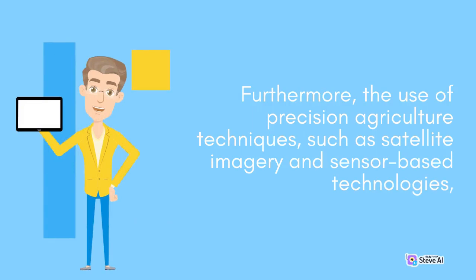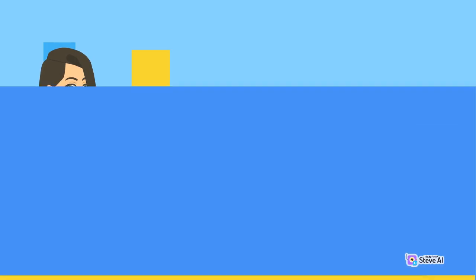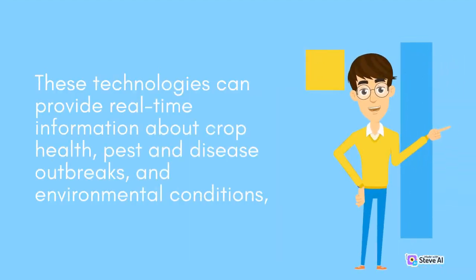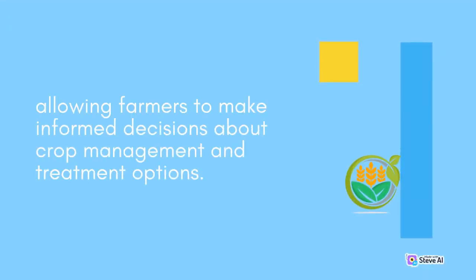Furthermore, the use of precision agriculture techniques, such as satellite imagery and sensor-based technologies, can help farmers and growers identify and respond to pest and disease threats more effectively. These technologies can provide real-time information about crop health, pest and disease outbreaks, and environmental conditions, allowing farmers to make informed decisions about crop management and treatment options.